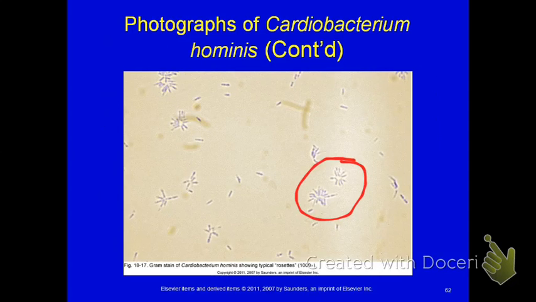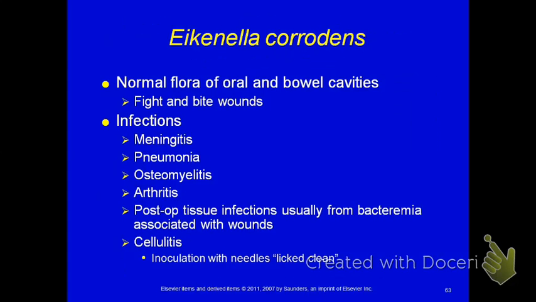And then, Kingella corrodens. Normal flora of oral and bowel cavities. So, this is the fight and bite wounds. Imagine, no? If you're fighting with someone, then try to bite them. You watch out, I have Kingella corrodens. Okay. So, what will happen? Infections. Could result in infections.